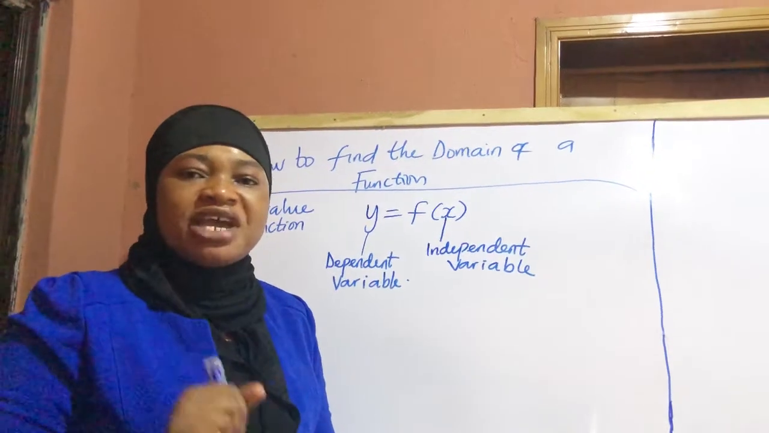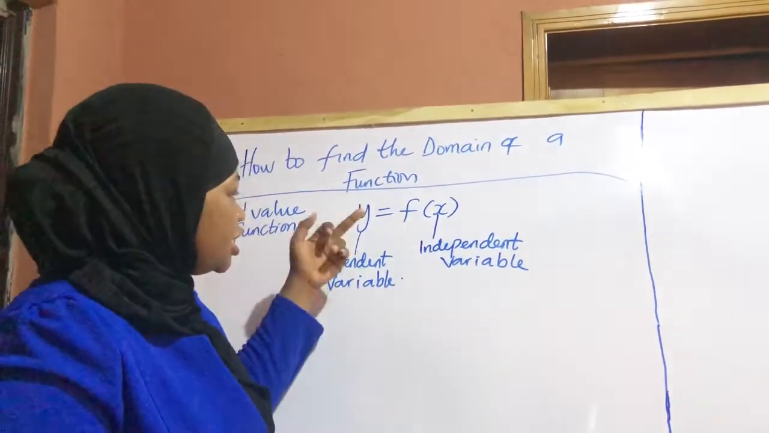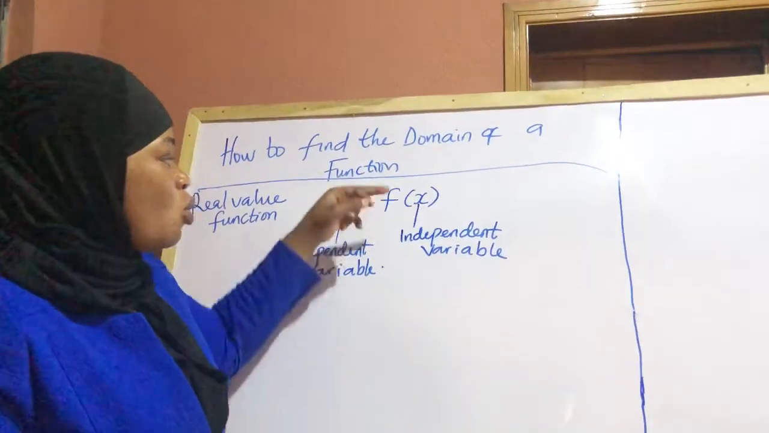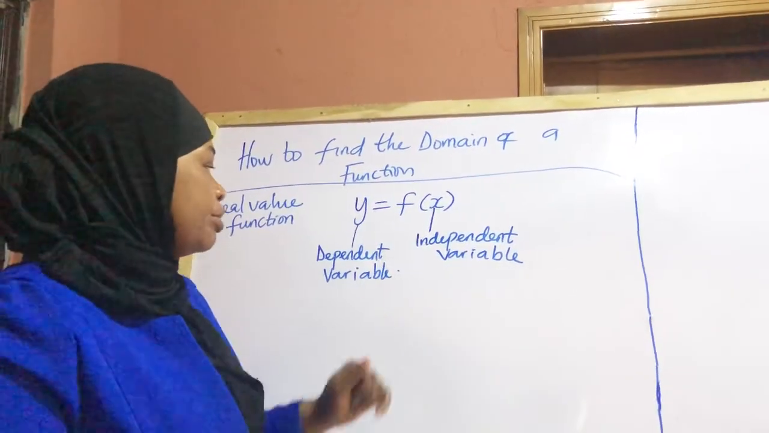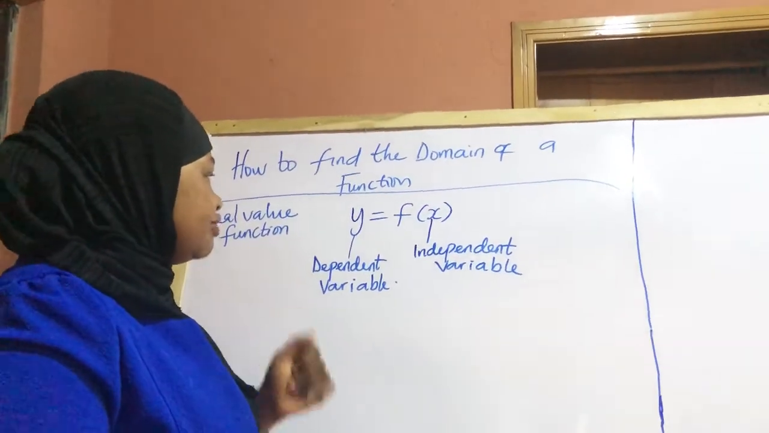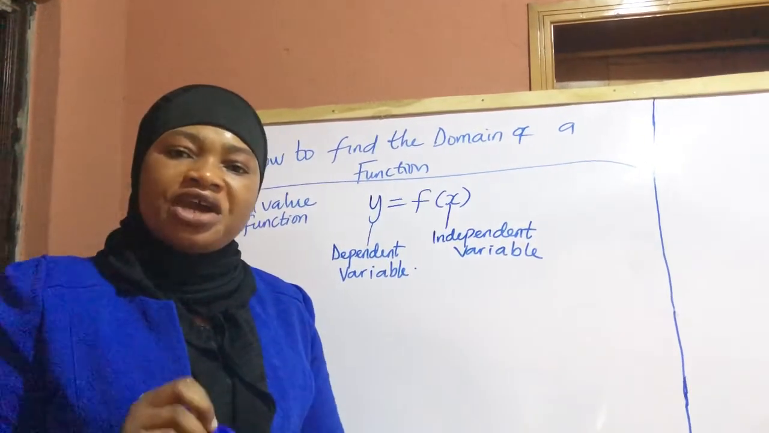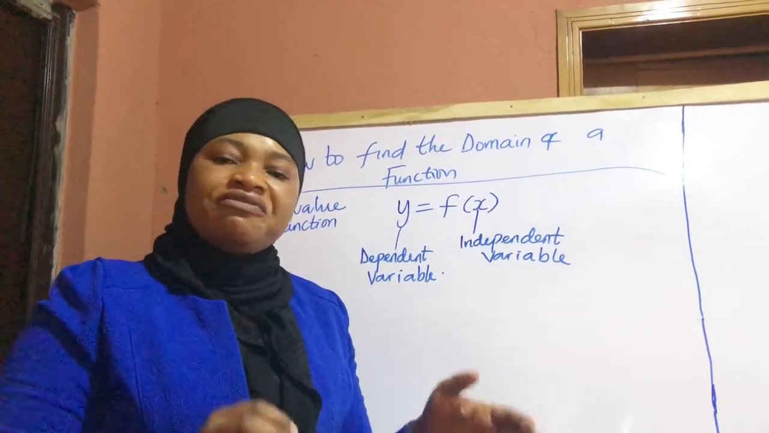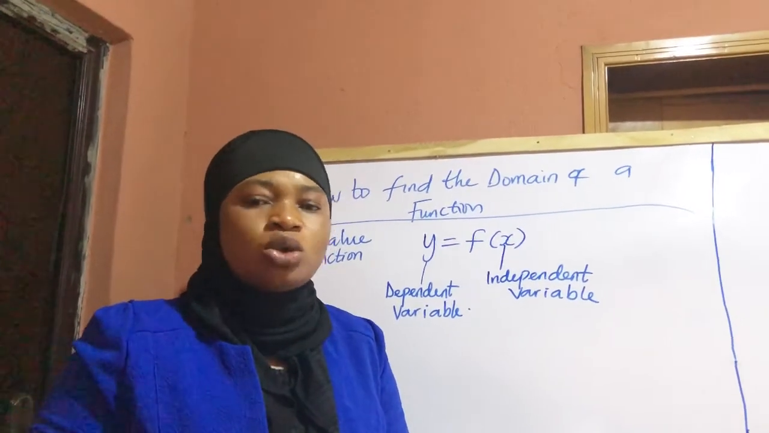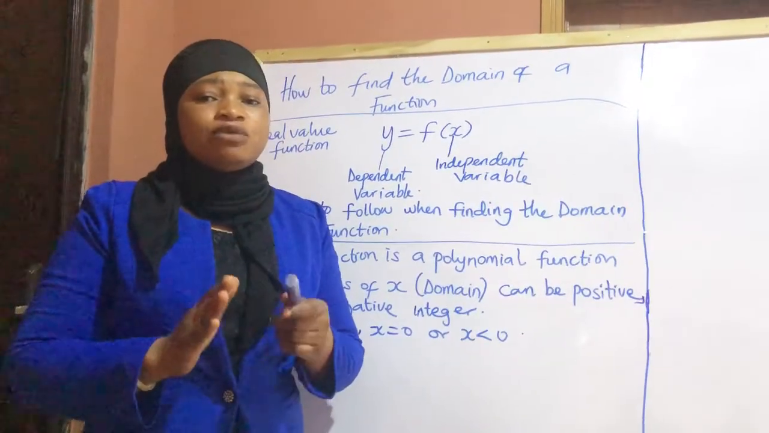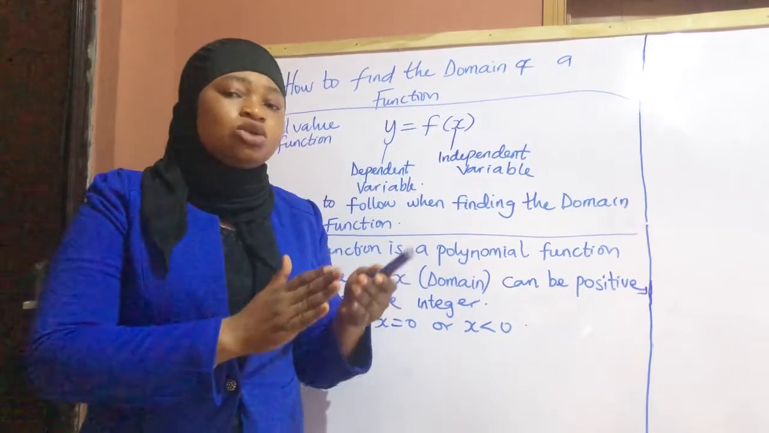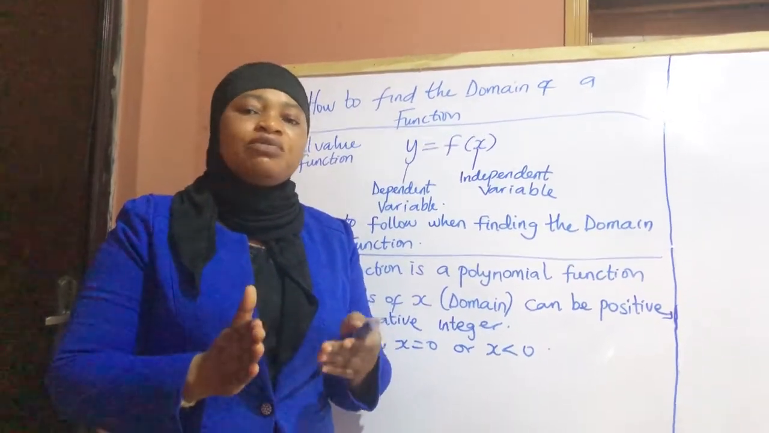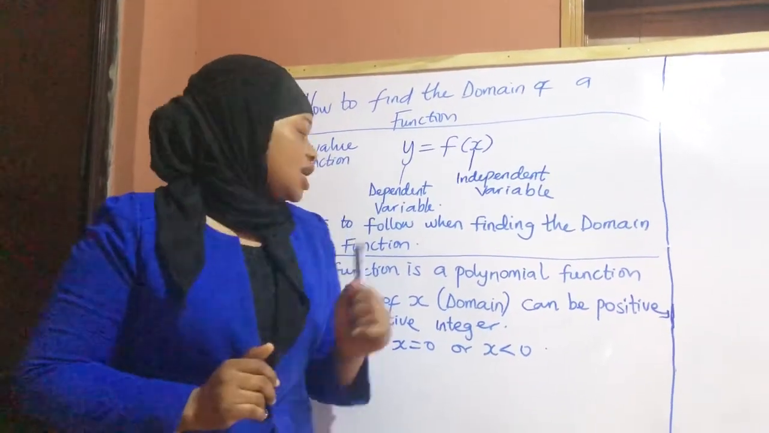A function can be expressed as y is equal to f of x, where x is the independent variable and y is the dependent variable. All values of x for which a function is defined is known as the domain. We can find the domain of any function algebraically. There are some rules that have to be followed when finding the domain of any function in order for that function to be defined.